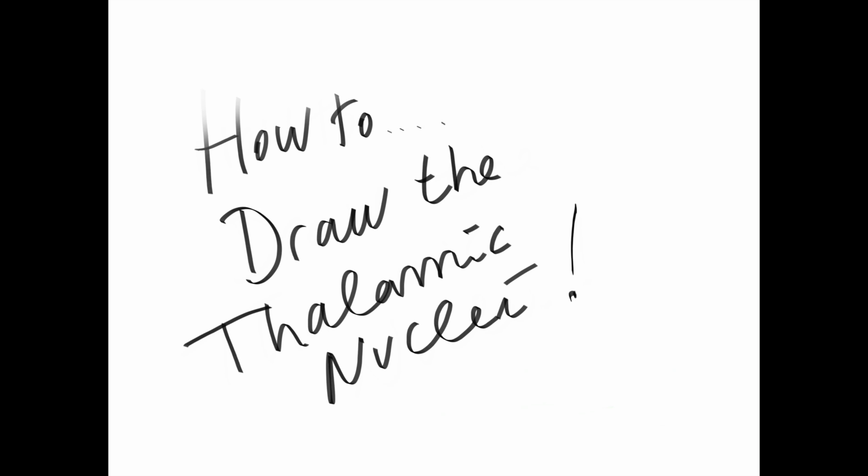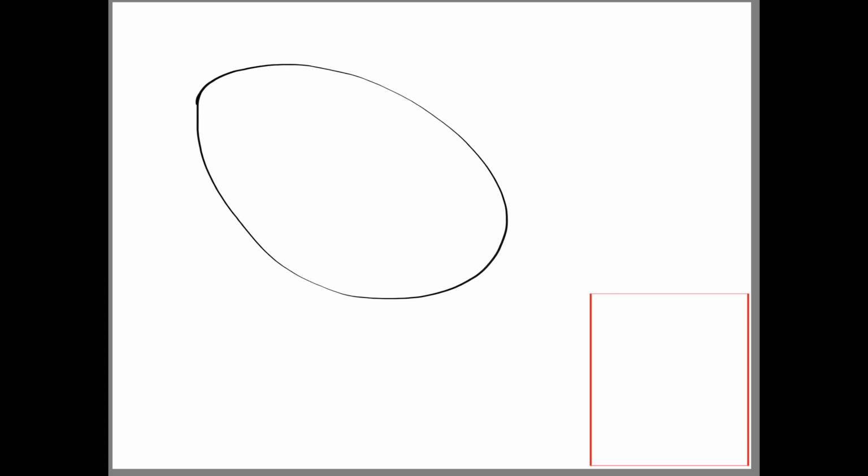Welcome to our tutorial on how to draw the thalamic nuclei. The thalamus resembles the shape of an egg, so we want to start with an oval shape. Here's one we drew earlier. Remember, there are two thalamus, one on each side of the third ventricle. Here we are just drawing one.